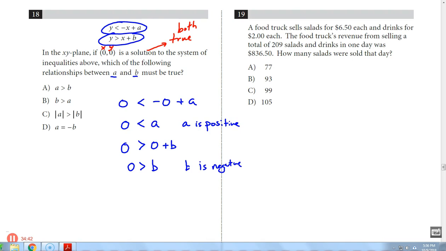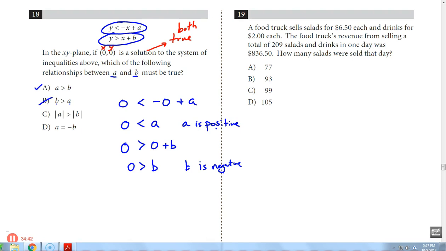So let's look over here and see which one of these says that. If a is positive and b is negative, that's true. That says that a has to be larger than b, and a will be larger than b if a is positive and b is negative. Can b be bigger than a? No, because a is positive, b is negative. Absolute values.